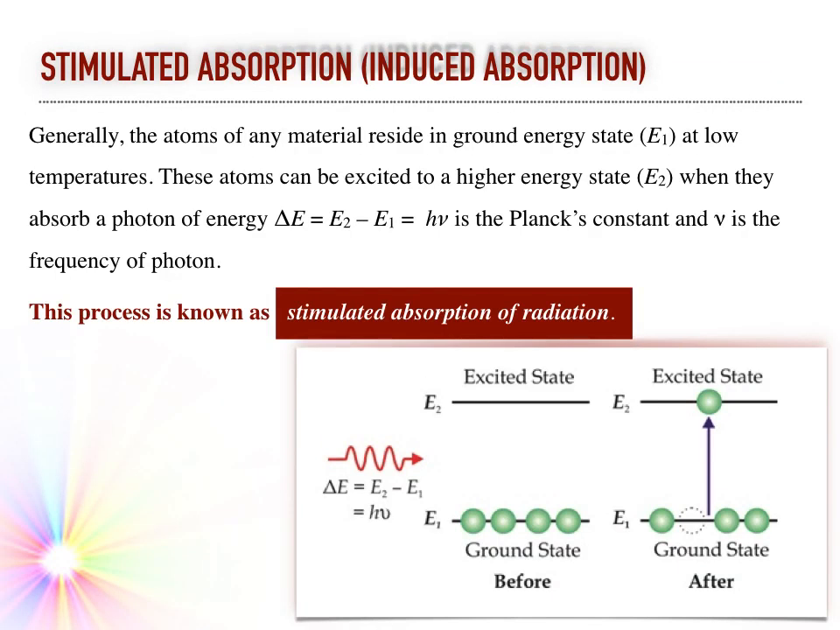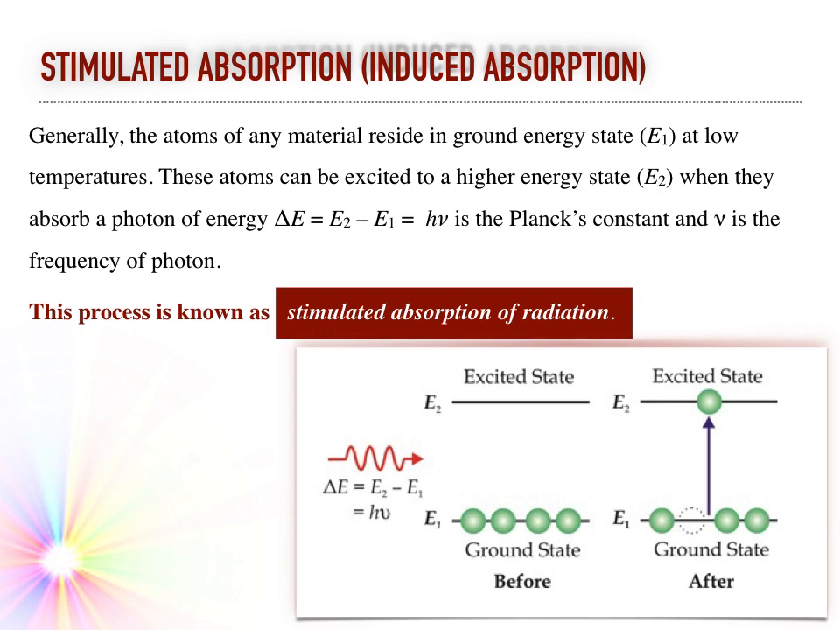First process is stimulated absorption or induced absorption. For this, we consider only two energy levels of electrons of atoms. First is the lower energy level of electron, that is the ground state of electron having energy E1, and second one is the higher energy level of electron, that is the excited state having energy E2. Now, when a photon or radiation of energy h nu is incident on an atom, the ground state electron absorbs this energy and jumps to the higher excited state.